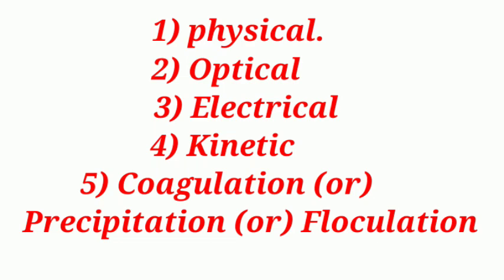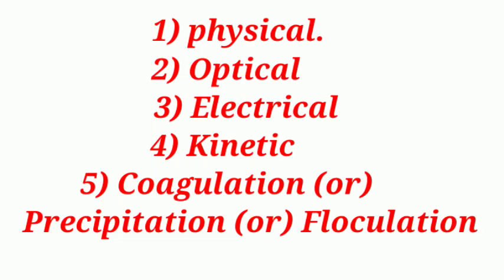What is the optical property? When I pass light through the colloidal solution, what will happen? That is called the optical property. Next, what is the electrical property? Due to the charge of the sol particle or due to the charge of the dispersion medium, it can exhibit some properties. That is called the electrical property. Next, what about the kinetic property? The kinetic property is nothing but the movement of sol particles. That can be explained by the kinetic property.